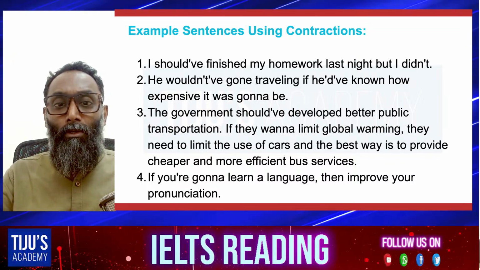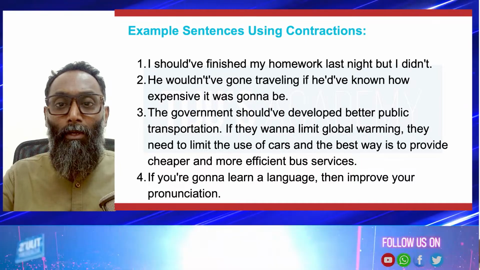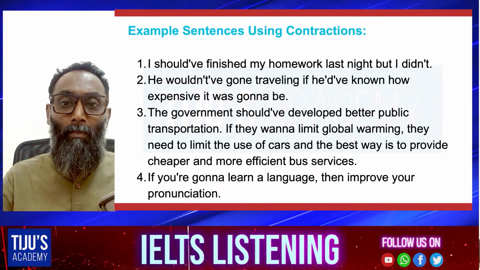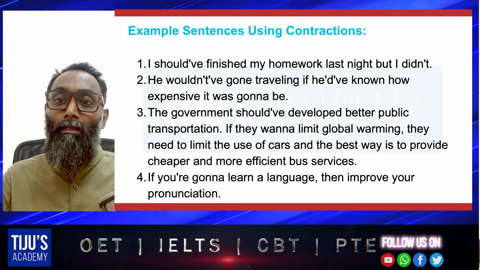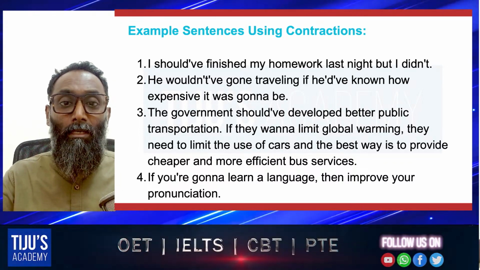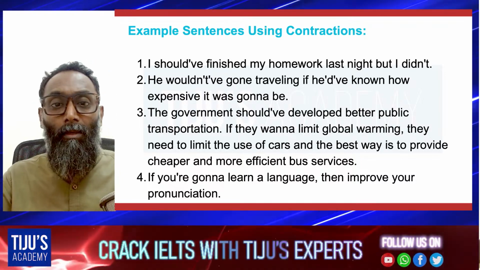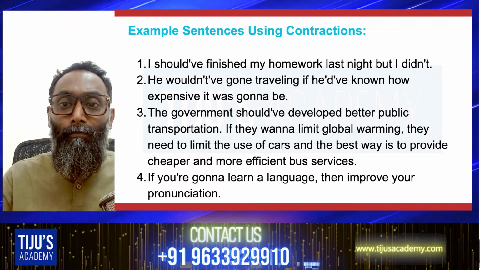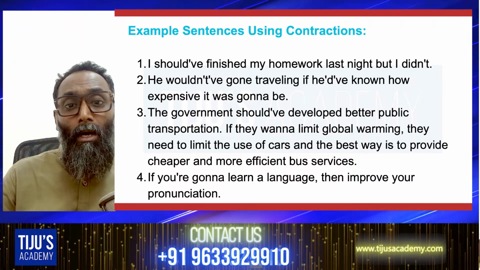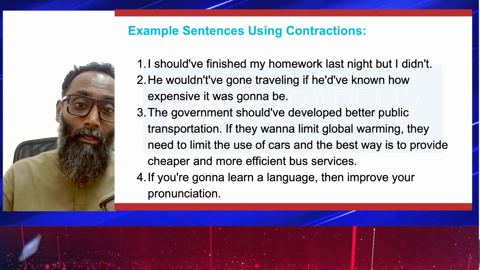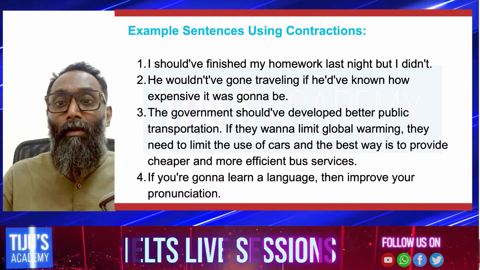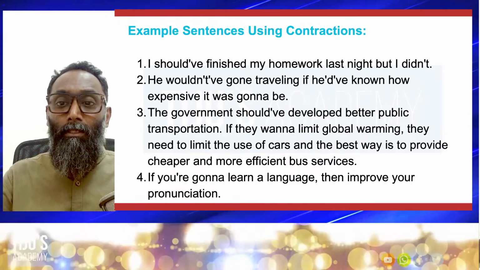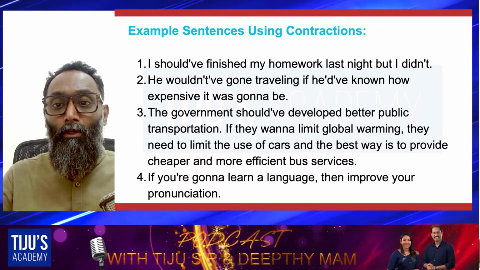Example sentences using contractions. I should have finished my homework last night, but I didn't. I should have finished my homework last night, but I did not. Those are the contractions, I should have and I didn't. Right? Second example, let's look. He wouldn't have gone traveling if he'd have known how expensive it was gonna be. There, wouldn't have and he'd have. The government should have developed better public transportation if they want to limit global warming.